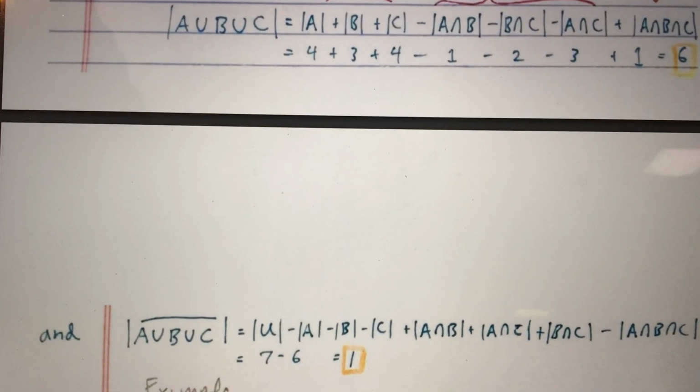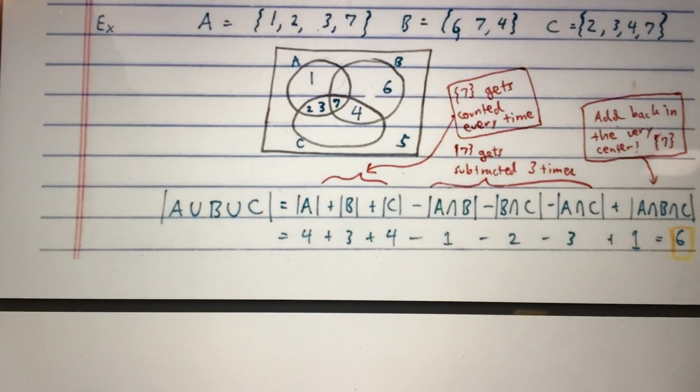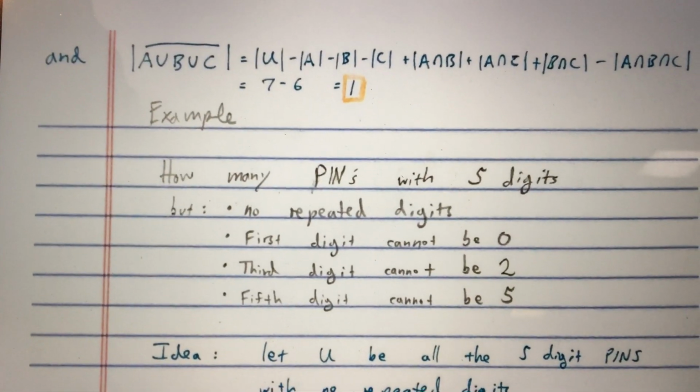Yeah, so you can see that the answer is correct. That one item that's left out is the 5. So the answer is 1. There's only one item left out.